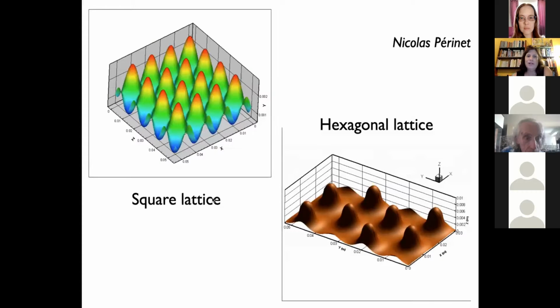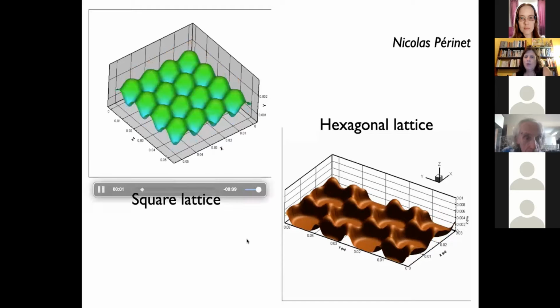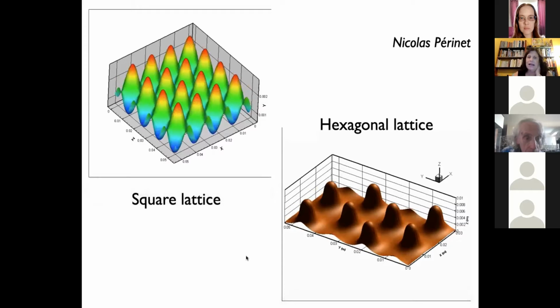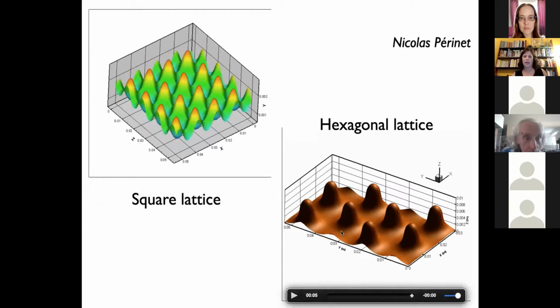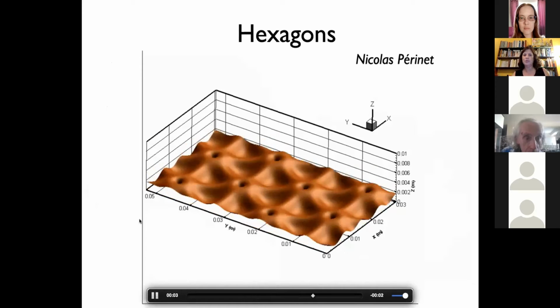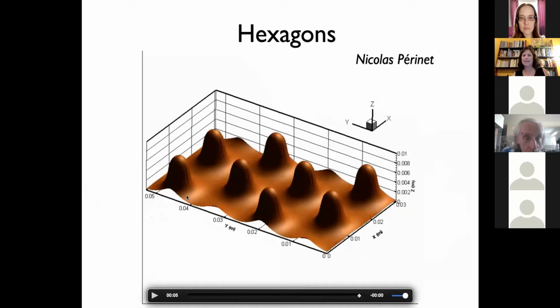And then here are films. This, you've already seen the square one, and here is a hexagonal one. The hexagonal one I'm showing a little longer. You see one surrounded by 6. You don't see, it's periodic.